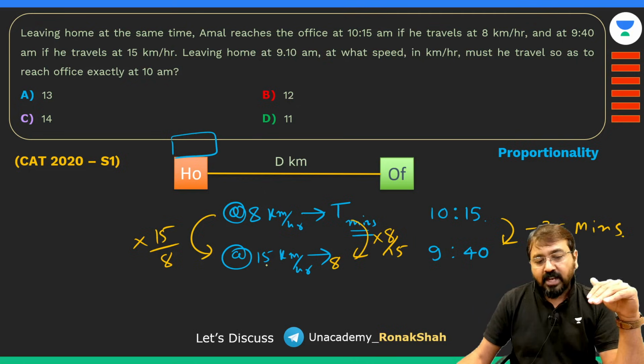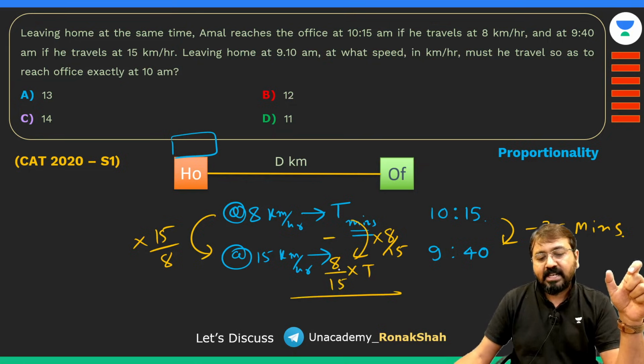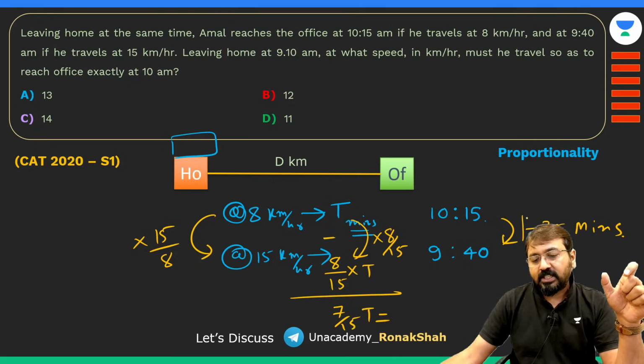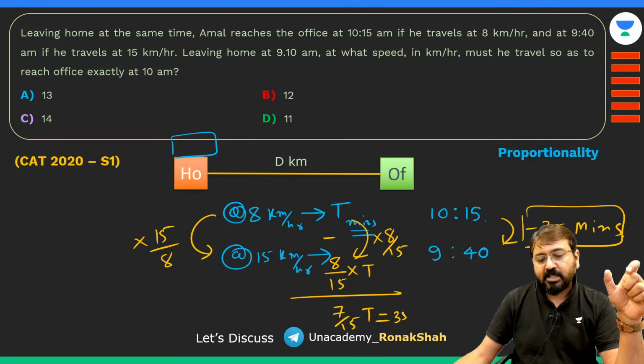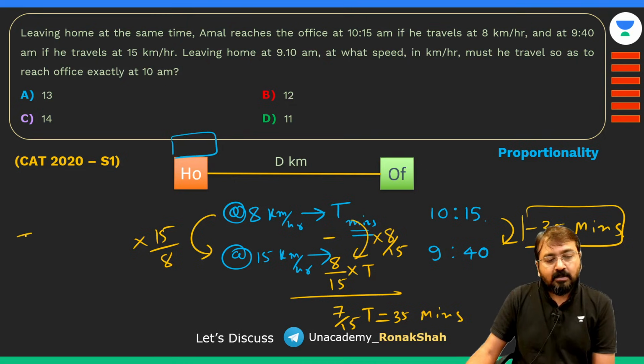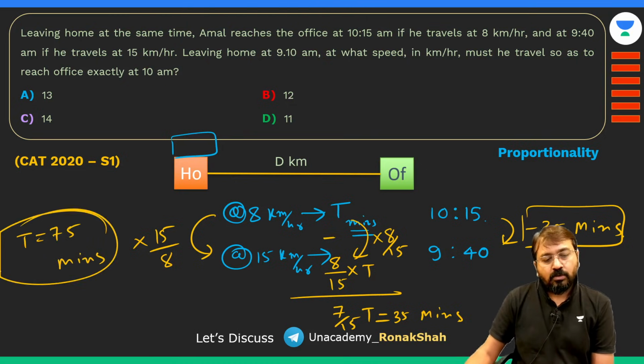That means now at the speed of 15 km per hour, the time taken should be 8 by 15 into t. So what is the reduction in time? t minus 8 by 15 t is 7 by 15 t, which is equal to the time that he is saving now, that is 35 minutes, right? So it's very easy for us to make out that t will come out to be how much? 75 minutes. Yes or no? Yes.